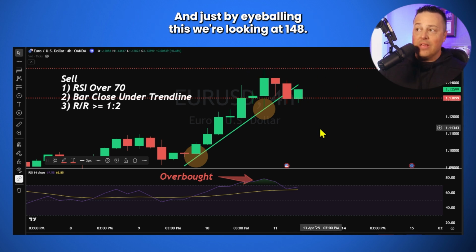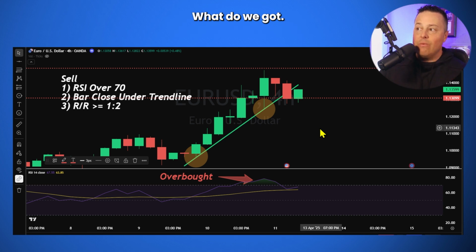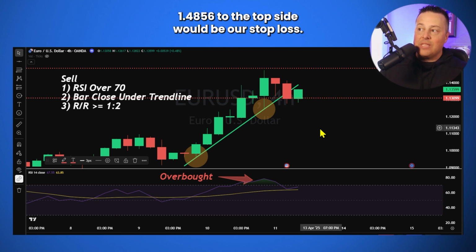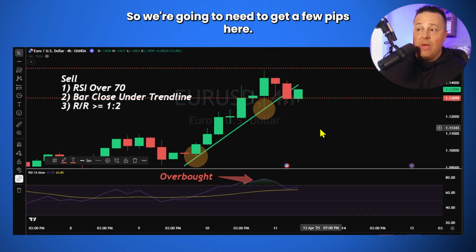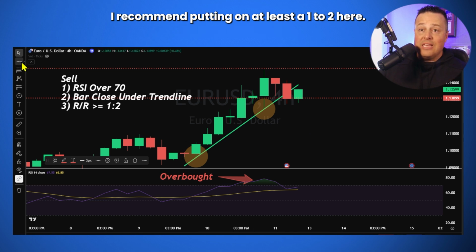And just by eyeballing this, we're looking at 148. What do we got? 148.56 to the top side would be our stop loss. And then our entry point is somewhere right around 130.09. So we're going to need to get a few pips here. I recommend putting on at least a 1 to 2 here.